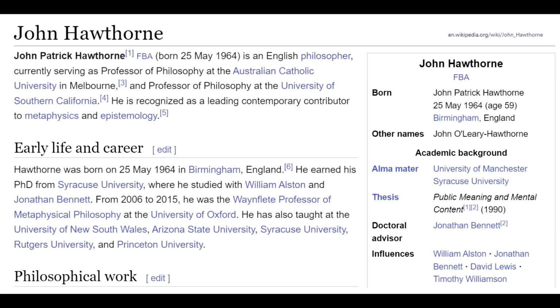So if we talk about doxastic possibility, something that's a doxastic possibility for me may not be a doxastic possibility for you, because what we're dealing with here is the things that you already believe. So based on your current beliefs, what is possible or what is not possible? John Hawthorne, the philosopher, gives an example that appeals to me in this case.